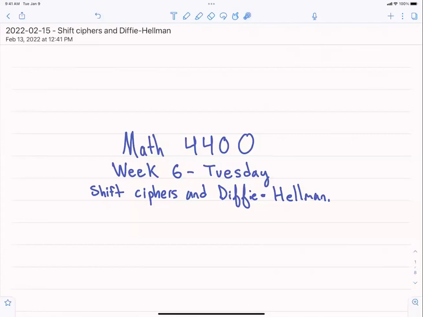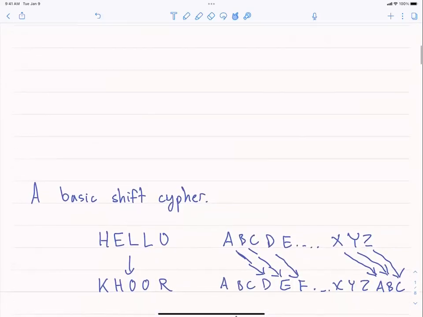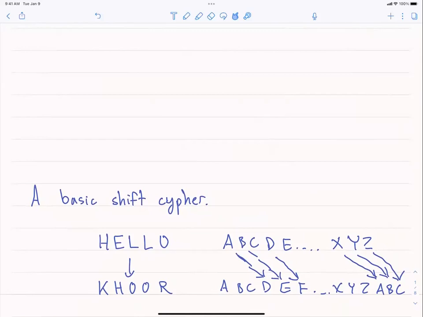So today, I'm going to talk about 2 topics in that direction. These are shift ciphers and the Diffie-Hellman key exchange. Okay, so what is a shift cipher? Well, what is cryptography first? Cryptography is the study of how you can send secret messages to other people.